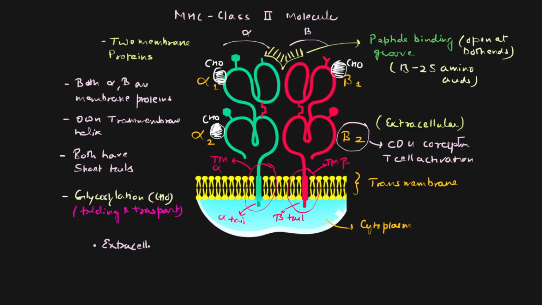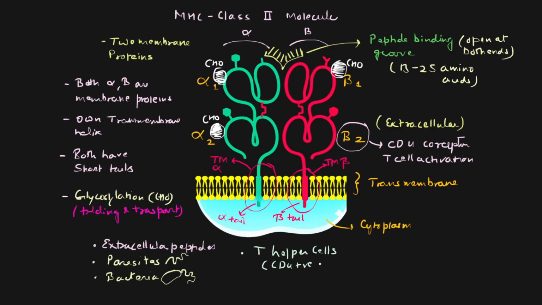Now, if we talk about the peptides, extracellular peptides are expressed by MHC class 2 molecule. Examples: you have parasitic peptides, or bacterial peptides. Most of the bacteria cause extracellular infection, right? And then they're going to help in T cell activation, especially T helper cell activation, which contains the CD4 co-receptor. So beta 2 is going to bind to that particular co-receptor.